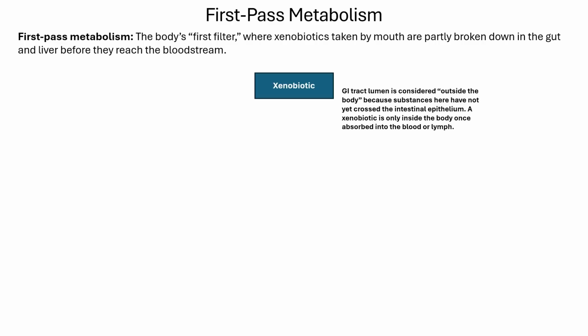Let's follow the passage of a xenobiotic, that is a chemical or a drug outside of the body, as it goes through our body, as it gets absorbed, distributed, metabolized, and excreted. When a xenobiotic is taken orally in, it first enters the GI tract. At this point, it is still technically considered outside the body until it crosses the intestinal wall.